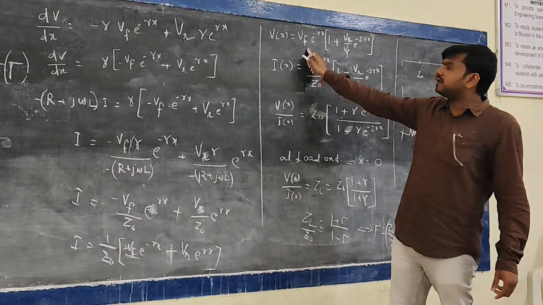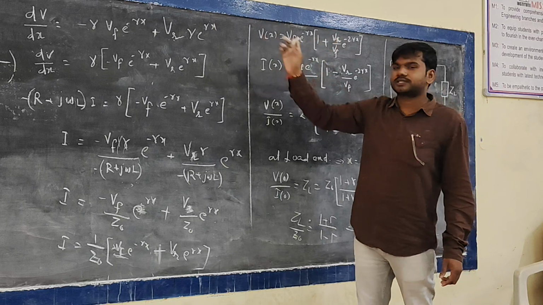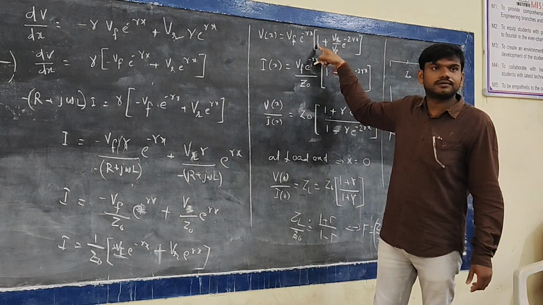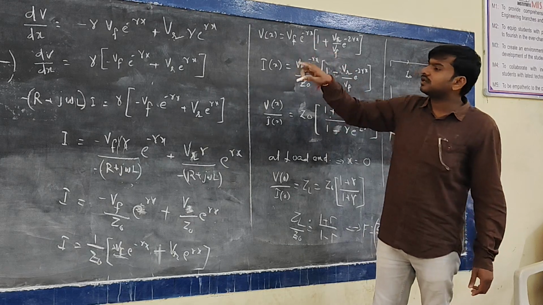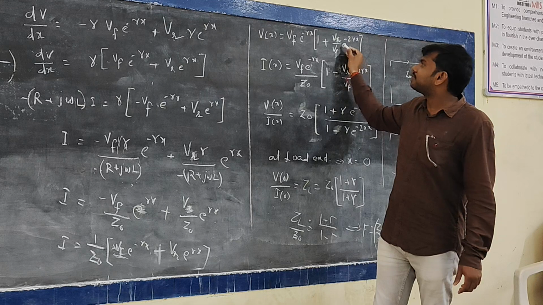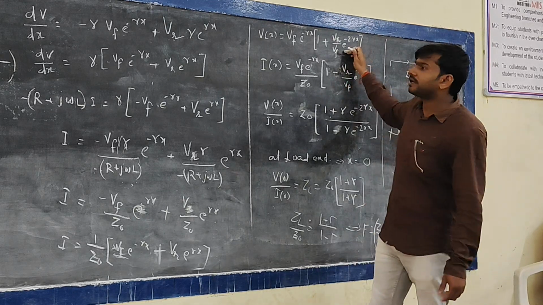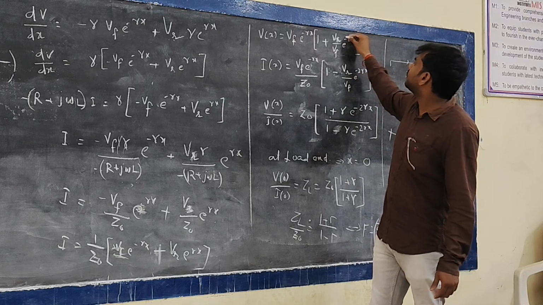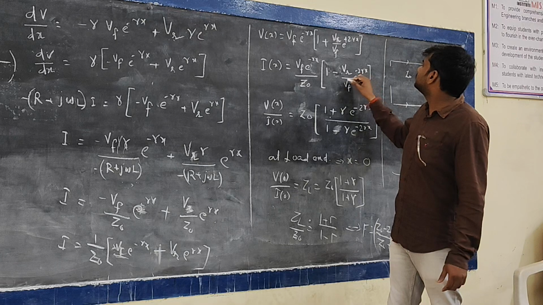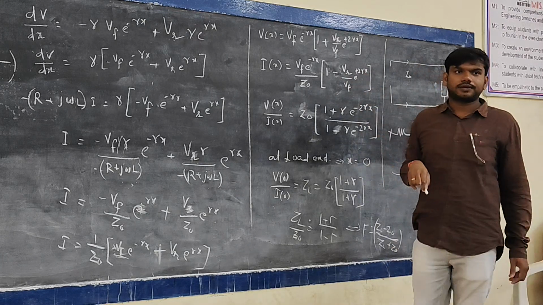Now I am taking Vf e power minus gamma x outside from the voltage equation in the first equation. Then there will be one, and since you are taking VF, it should be VR by VF, here it should be e power plus gamma minus gamma x. Minus gamma x. If you go above, it will be plus. Here also it should be plus. I'm sorry. Okay.